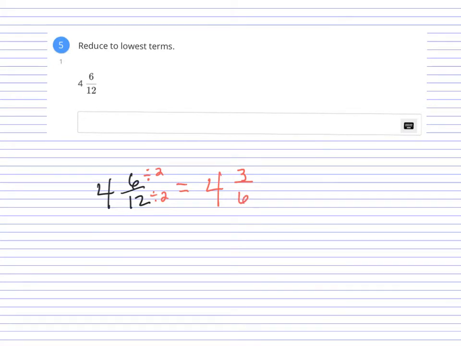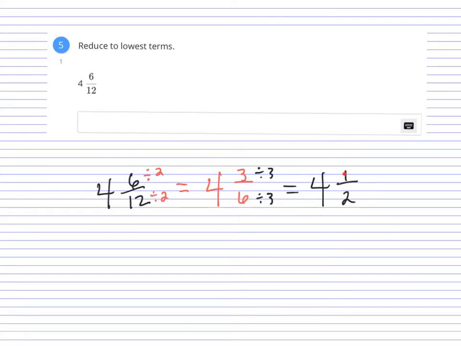So when I'm looking at this, I'm not quite done, because here I notice that both of these can be reduced by 3. I can divide both of those by 3. So if you can continue reducing, you have to. Again, our big 4 is going to stay the same. And then 3 divided by 3 is going to give us 1 as the numerator, and 6 divided by 3 is going to give us 2 as the denominator. And that is our final answer because it's a unit fraction.